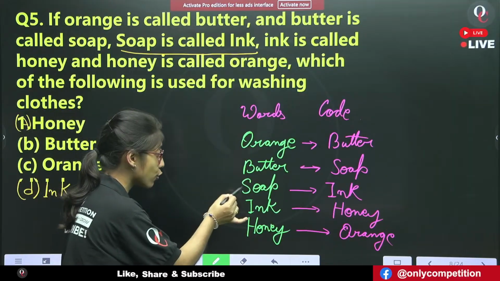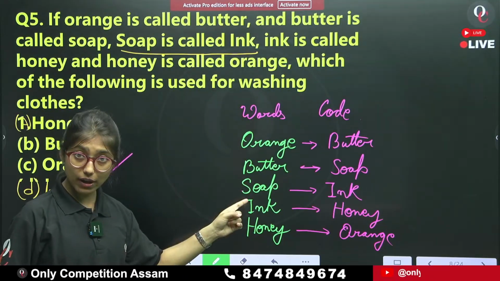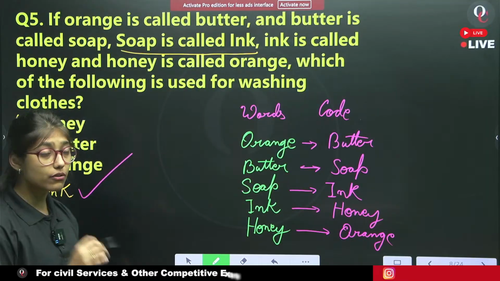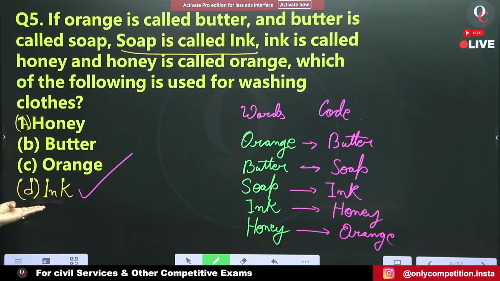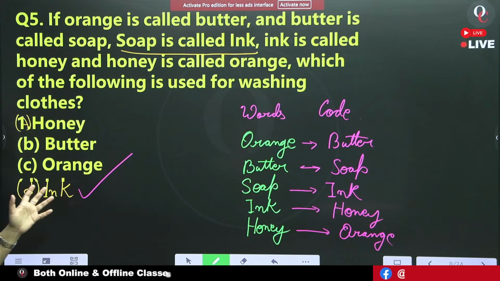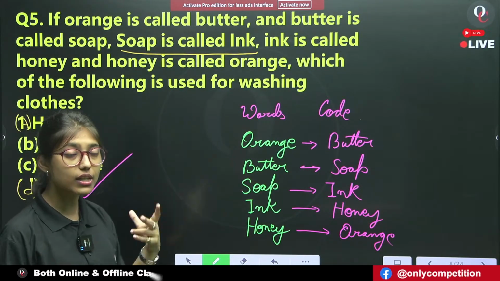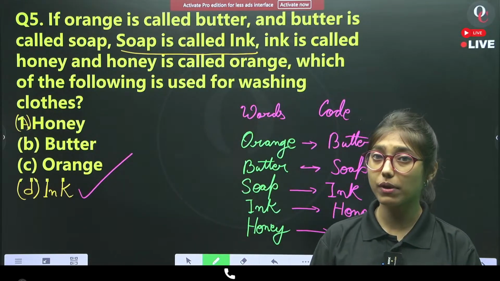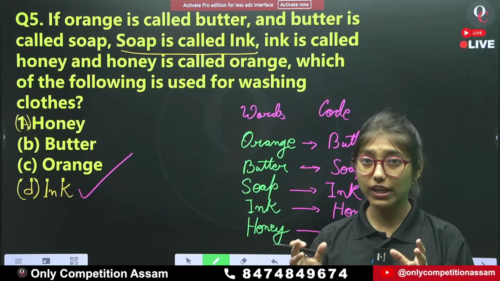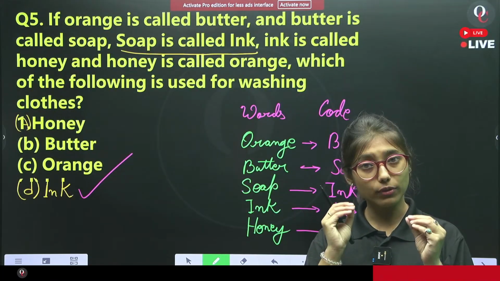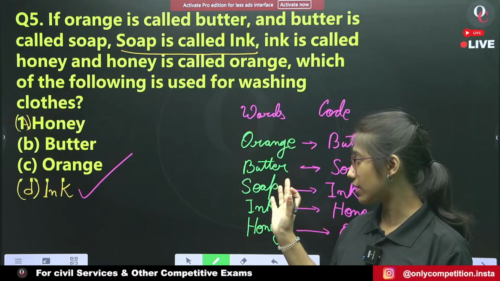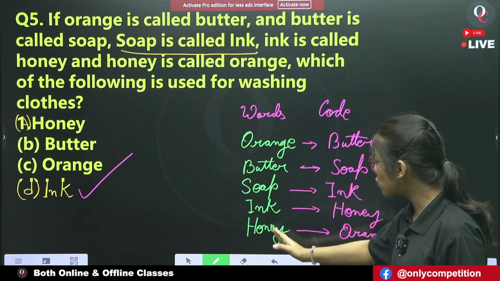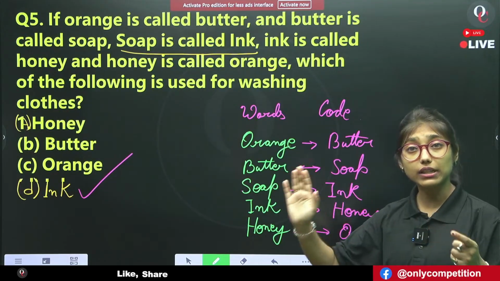Understood? And now in this particular question, it's very simple: which of the following is used for washing clothes? We know it is soap, but according to this question, we cannot write it as soap. We have to write it as ink. And therefore, our answer is what? Option D. Since today is our first class of SSC GD, therefore I am explaining so much. Otherwise, I know you students are very smart. But still for today's class only, I am trying to make you understand this particular concept, that these words and this code are completely different.